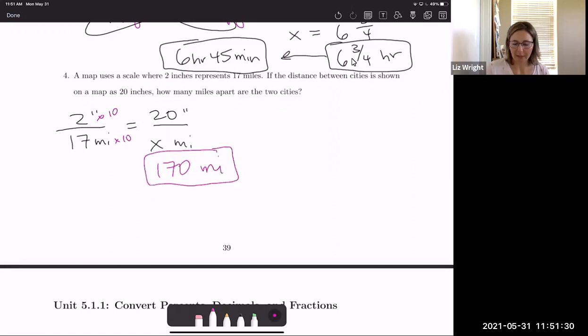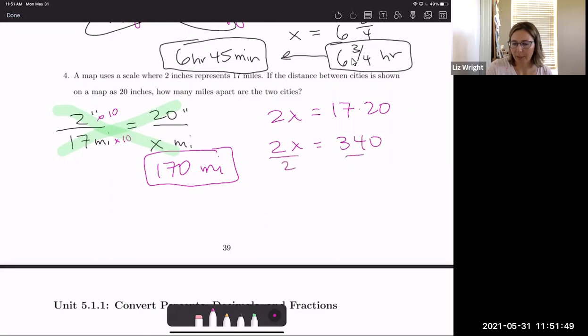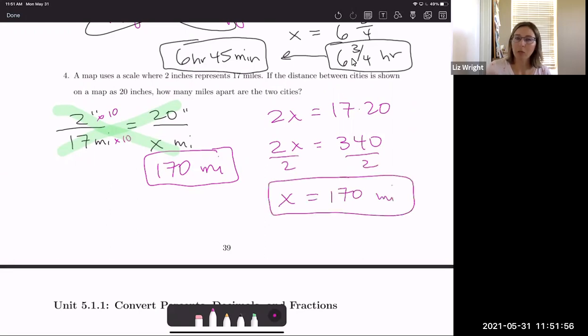If you didn't see that though, you're absolutely welcome to cross multiply. You can cross multiply here and here, and we would get 2x equals 17 times 20. And then we would get 2x equals 3,400. Then we would divide both sides by 2, and x is going to equal 170 miles. So whichever way you chose, it's totally fine. Just pick one, make sure you show all your steps and circle or box your answer, and you're done.